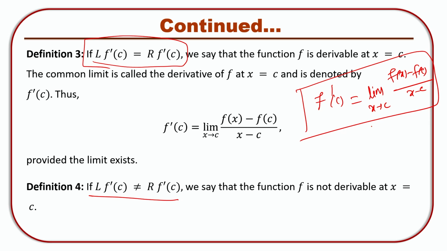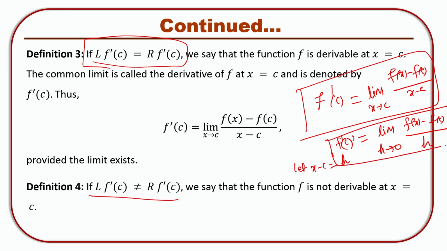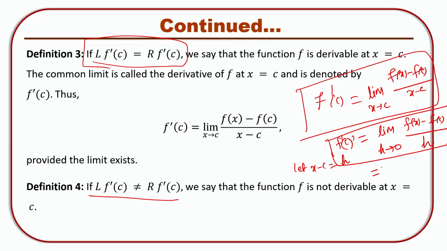So how can we write this in a different way? Let x minus c equal to h. So x tends to c means limit h tends to 0, right? And f(x) minus f(c) divided by x minus c is equal to f(x) minus f(c) by h. So you can remember this formula as well, that for a small value h, if h tends to 0, (f(x) minus f(c)) by h will give you a derivative. Now we can refine this formula as well.